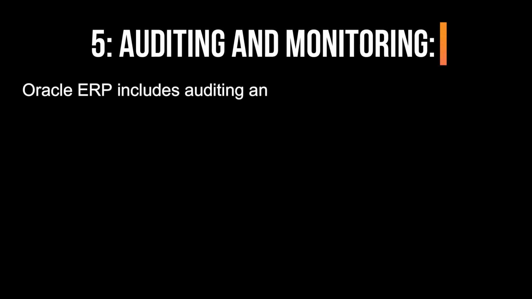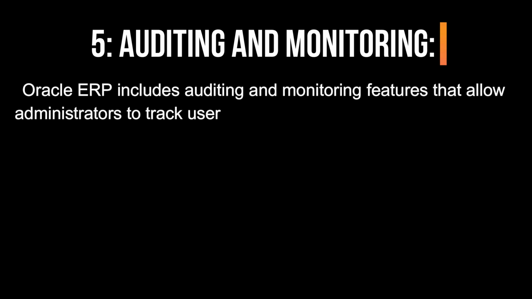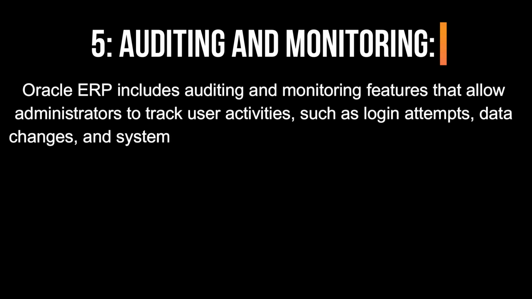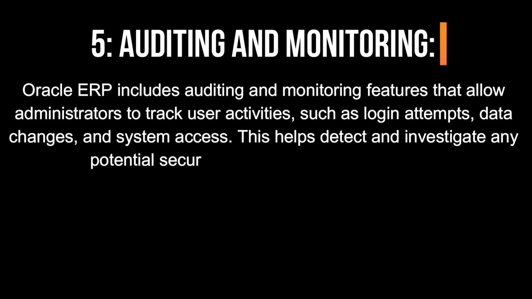5. Auditing and monitoring. Oracle ERP includes auditing and monitoring features that allow administrators to track user activities, such as login attempts, data changes, and system access. This helps detect and investigate any potential security breaches or policy violations.